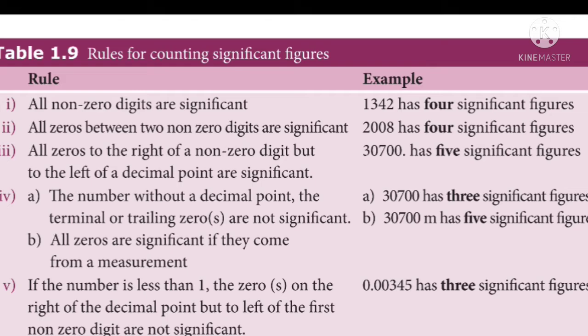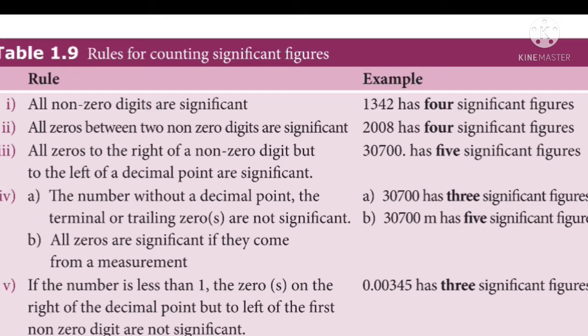Next one. All zeros are significant if they come from a measurement. Look at the next example, 30,700 meter. If the number is represented by a measurement like meter, kilogram, second, in that case all the trailing zeros in the given number are said to be significant. So the number 30,700 meter has 5 significant figures.